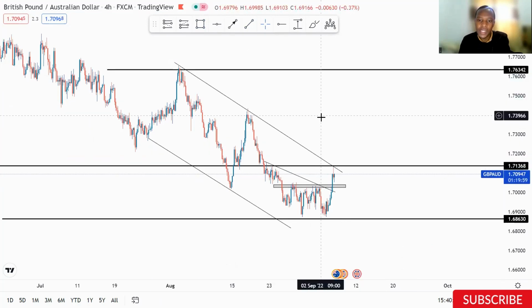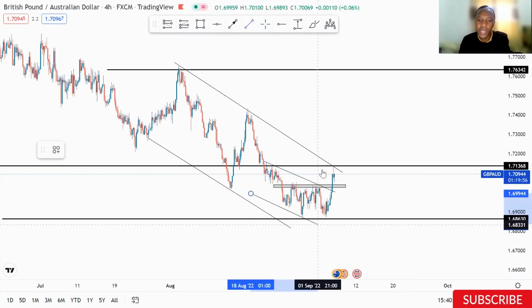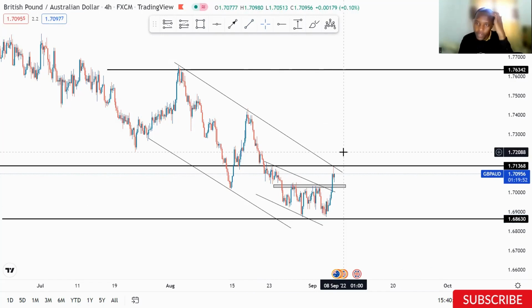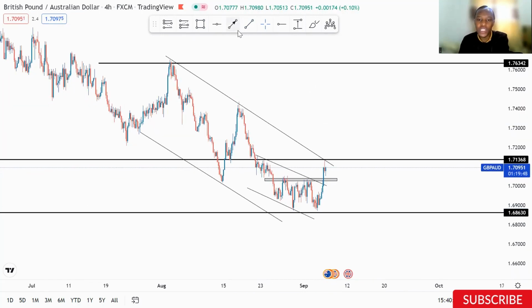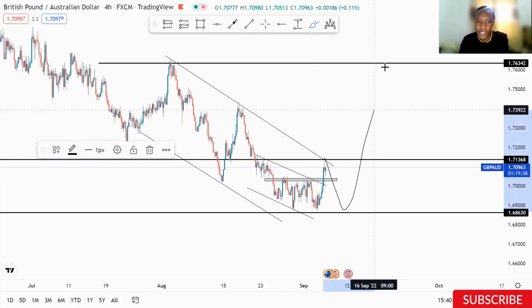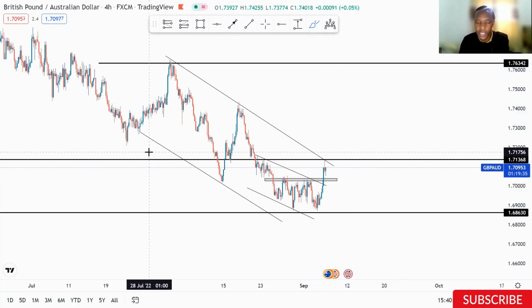So what I see here is that, if you look clearly here, this is a reversal pattern, right? A reversal pattern, which is a pattern found inside a pattern. So what I see on GBPAUD is that if the market is respecting this third touch, then it might want to come back here to give us a double bottom and then go to the upside, right? So that's my first scenario.